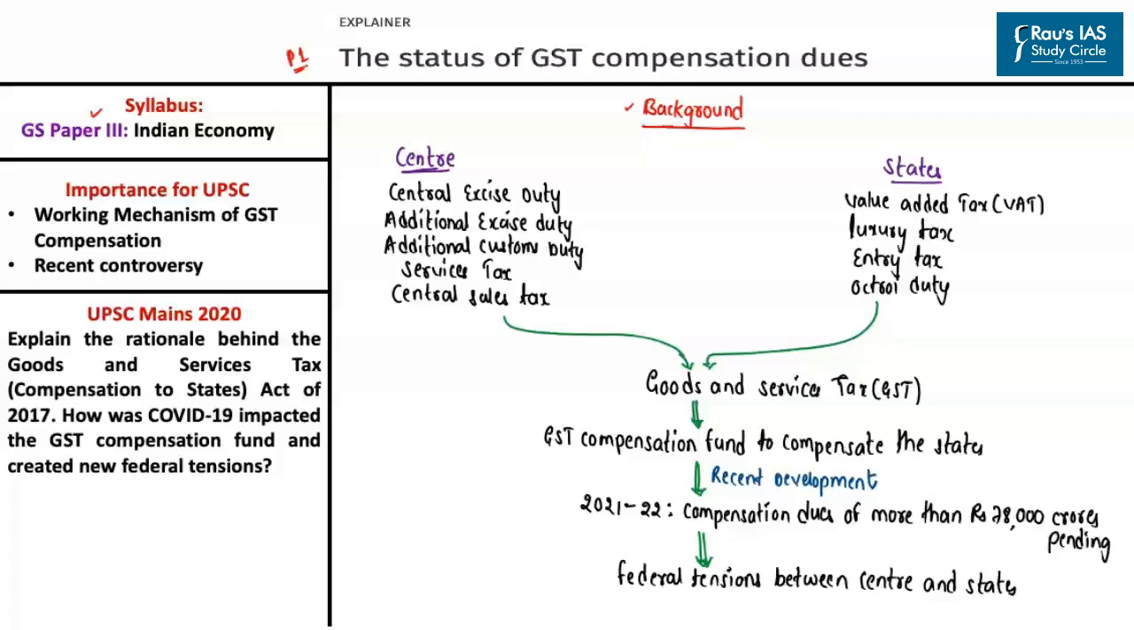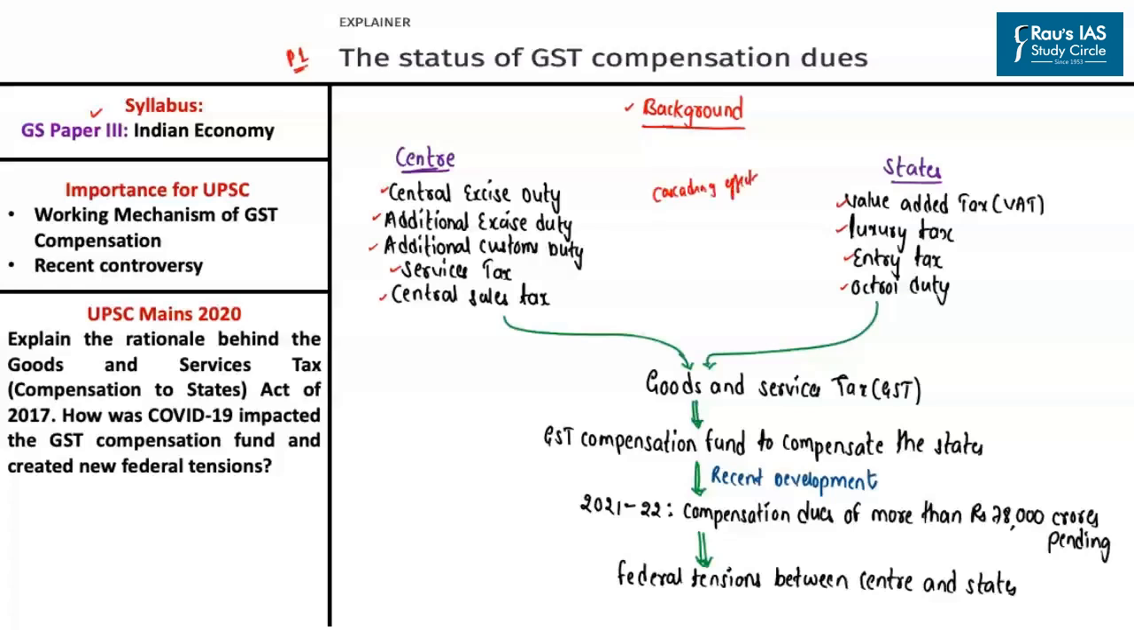See, earlier, both the center and the state governments used to impose a number of indirect taxes. For example, the central government used to impose central excise duty, additional excise duty, additional customs duty, service tax, and central sales tax. Similarly, the state governments used to impose value added tax, luxury tax, entry tax, octroi duty, and so on. Because of the imposition of multiple taxes on goods and services, we used to have a problem of the cascading effect of tax on tax.